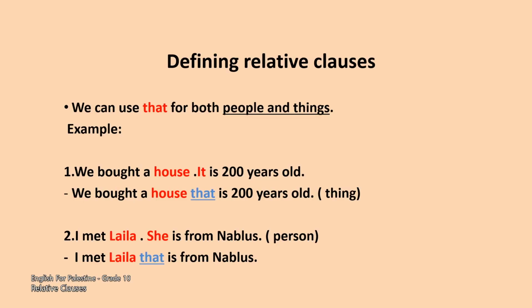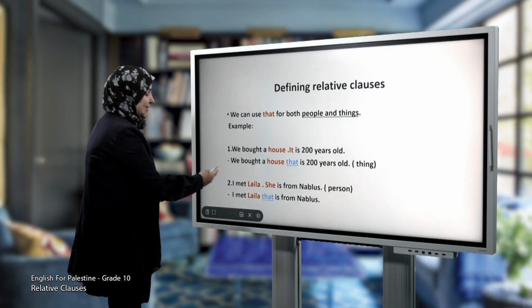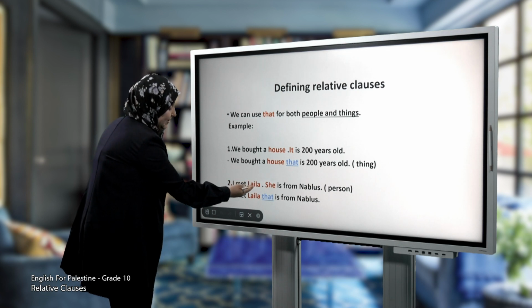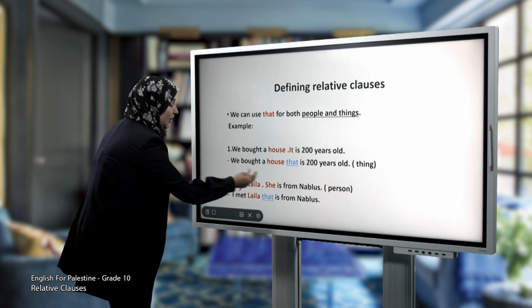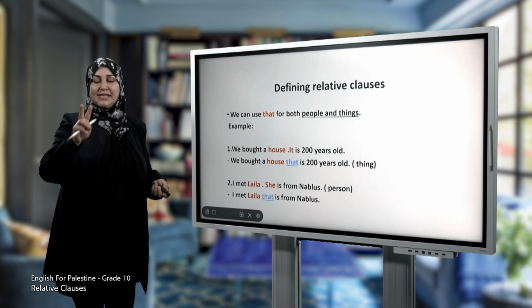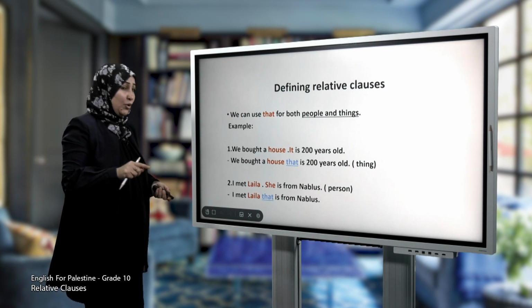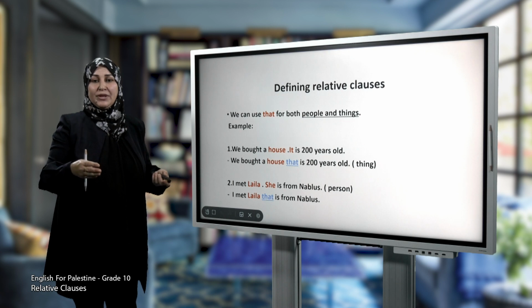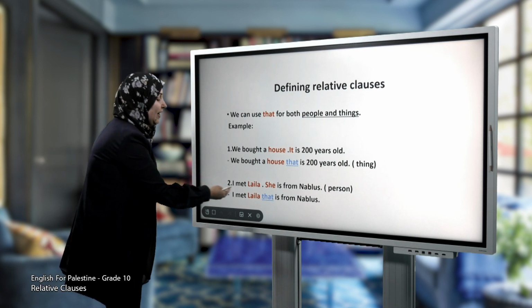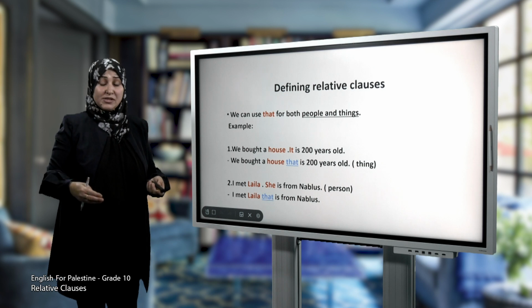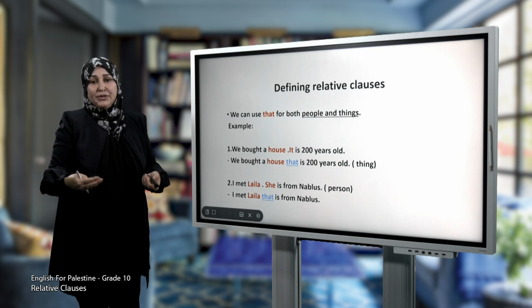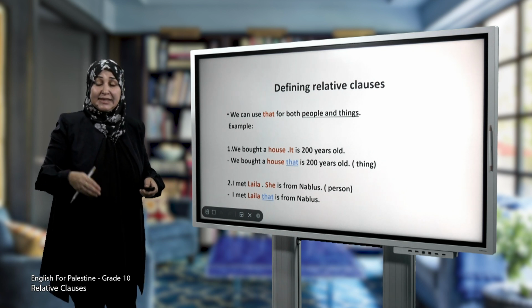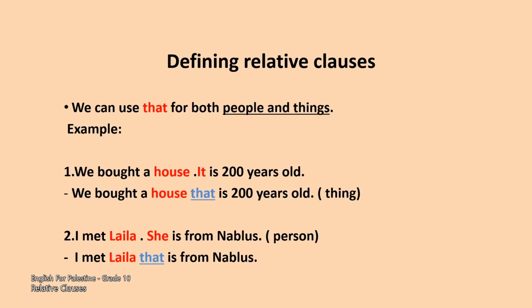Example number 2: I met Layla. She is from Nablus. In the first sentence we are talking about Layla, and in the second sentence also we are talking about Layla. So we can join these two sentences using who or that. Why can we use that here? This is a defining relative clause because it gives us essential information, so we can use that instead of who. I met Layla that is from Nablus.